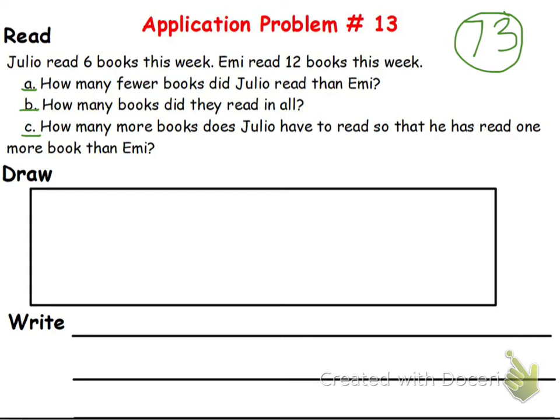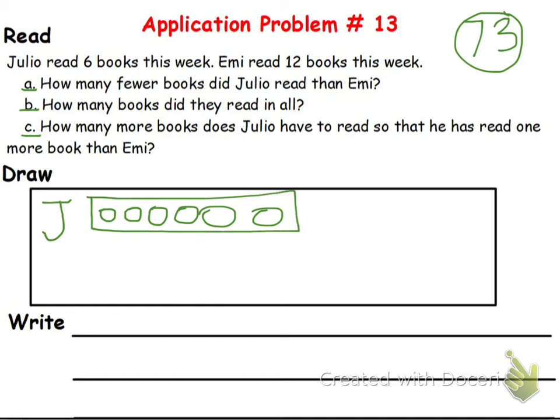All right, so yes, the important information is that Julio read 6 books this week and Emmy read 12 books this week. We're going to be comparing these 2 people's books that they read. So I'm going to put a J for Julio, and we know that he read 6 books. So we're going to draw 6 circles: 1, 2, 3, 4, 5, 6. So we'll box it in. This is his 6. He doesn't get any more than 6.